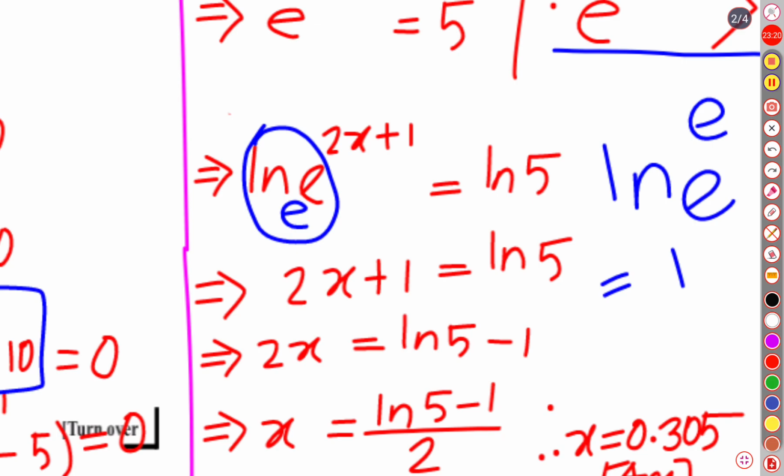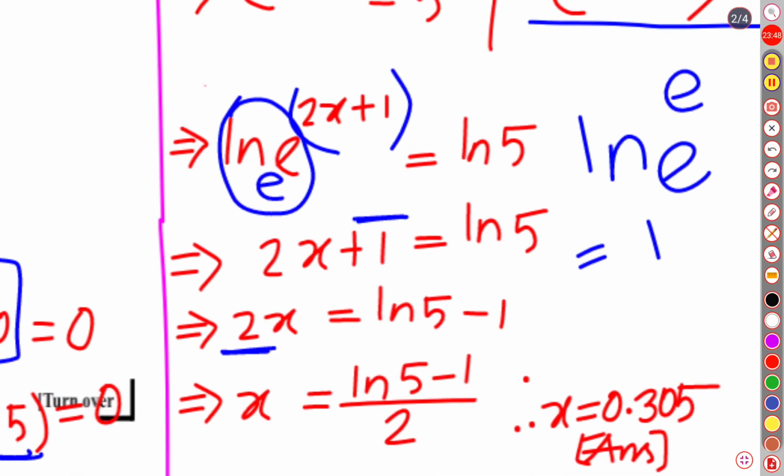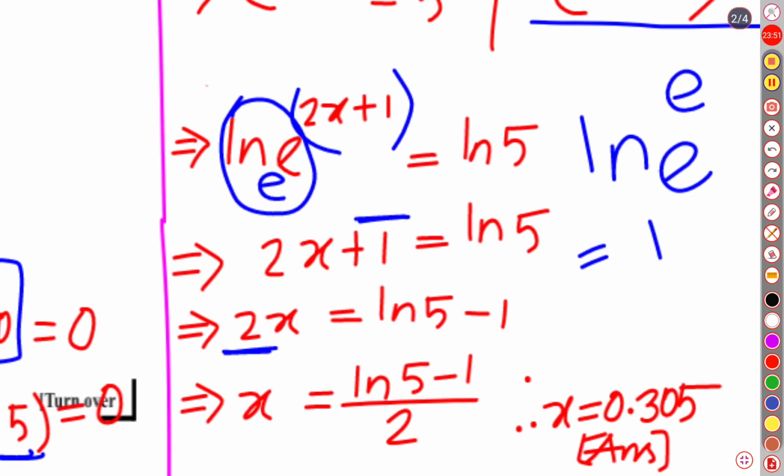So then if this is 1, it will be 1 times 2x plus 1. So 2x plus 1. On the right side it will be ln 5. Then if 1 is shifted to the right side, it is ln 5 minus 1. So ultimately for our x, 2 will go down. X is equal to ln 5 minus 1 over 2. Using your calculator, you will find that x equals 0.304 something. After rounding to 3 significant figures, you will get this.